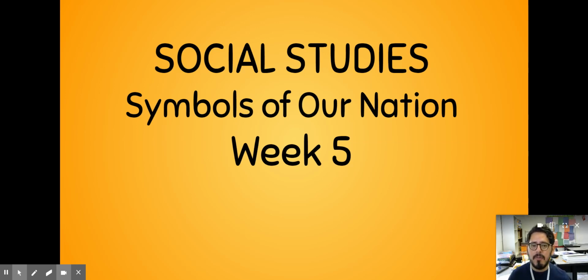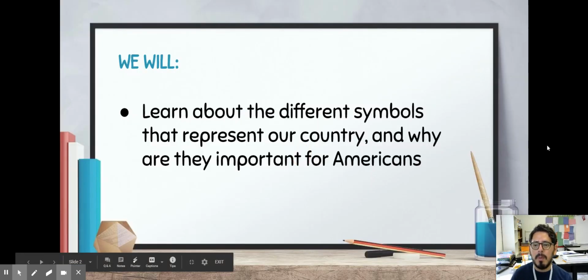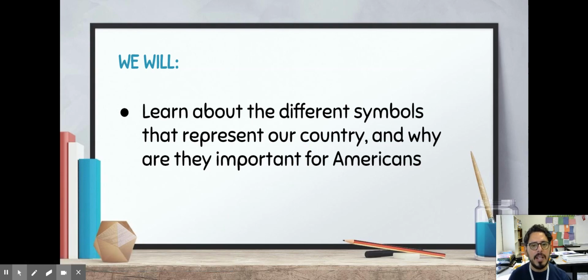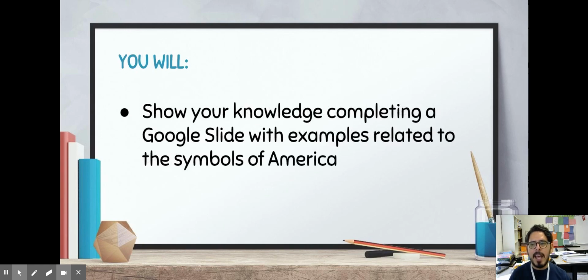The objective for today is we will learn about the different symbols that represent our country and why they are important for Americans. I will go over some symbols with the help of BrainPop and explain what each one is all about. And you will show your knowledge by completing a Google slide with examples related to the symbols of America.